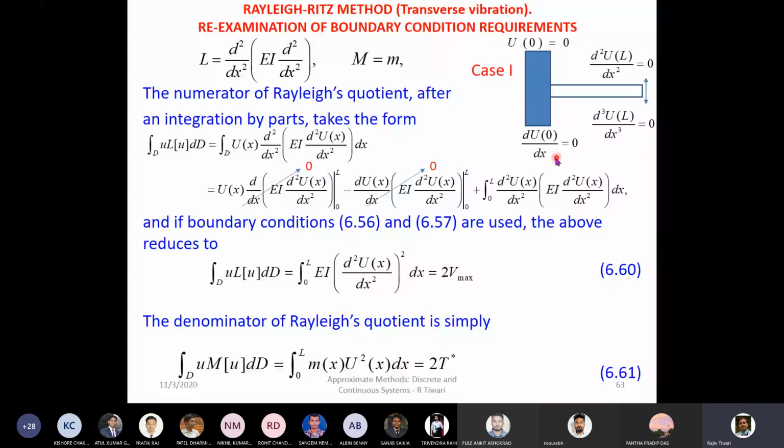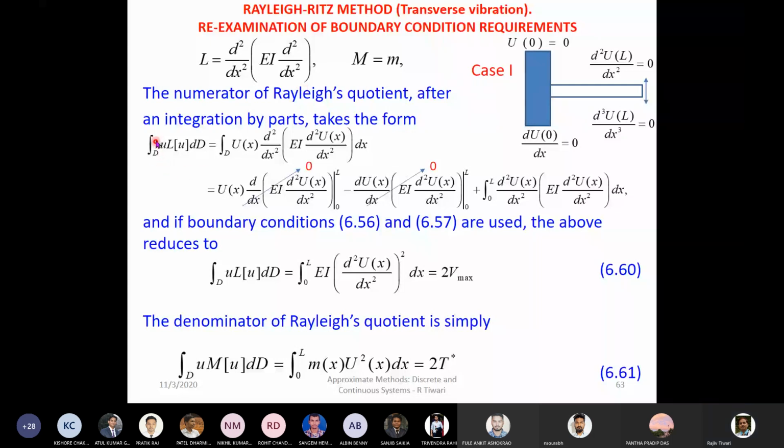So now the choice of the comparison function will be more difficult here. The previous comparison function for the axial rod case will not satisfy this requirement. We need to choose differently, or we need to choose an admissible function, which only needs to satisfy the two geometrical boundary conditions. We will not bother about the natural boundary conditions. So let us first take the L operator and M operator. The L operator here has fourth order differentiation.